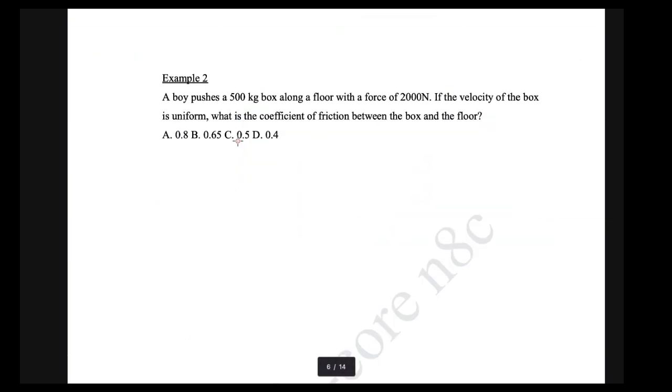Now, next question. A boy pushes a 500 kilogram box along the floor. So it's pushing, push. So the force is this way. So this is the force. The weight is 500 kg. All right. If the velocity of the box is uniform.